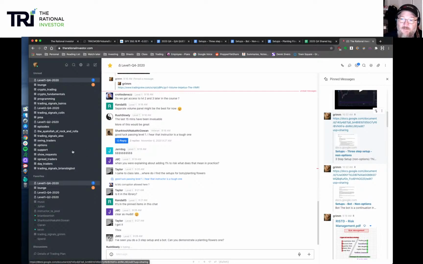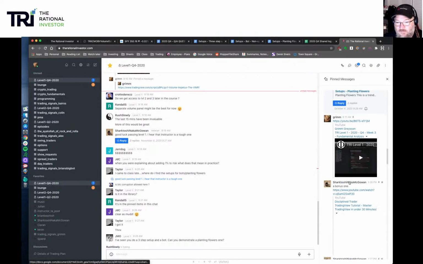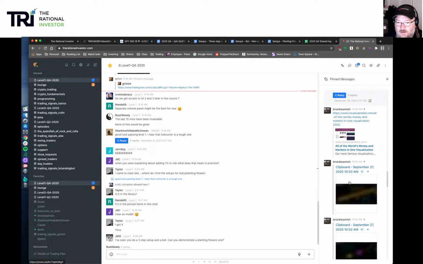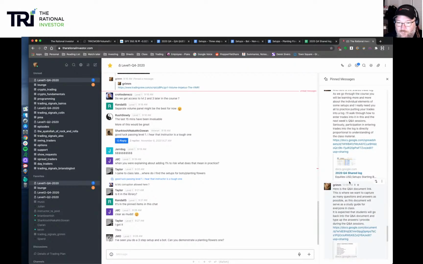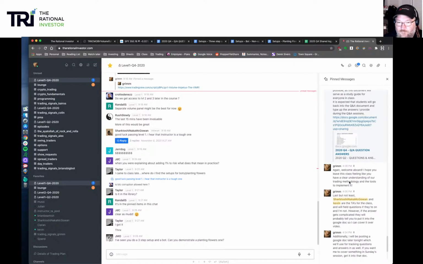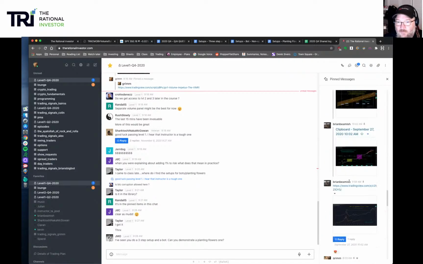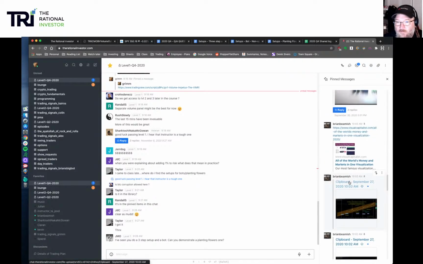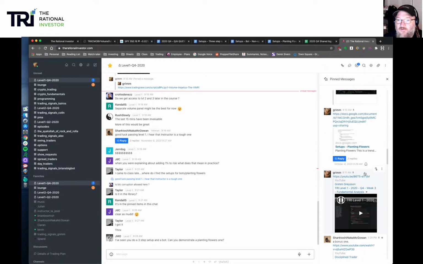The 3-step setup's what I use when I'm looking at a reversal in range. My bot setup's what I look for in a continuing trend trade. And then I've got my planting flowers one shared in here somewhere. I think it's down below. Planting flowers, where are you? Planting flowers is a setup I use. There it is.